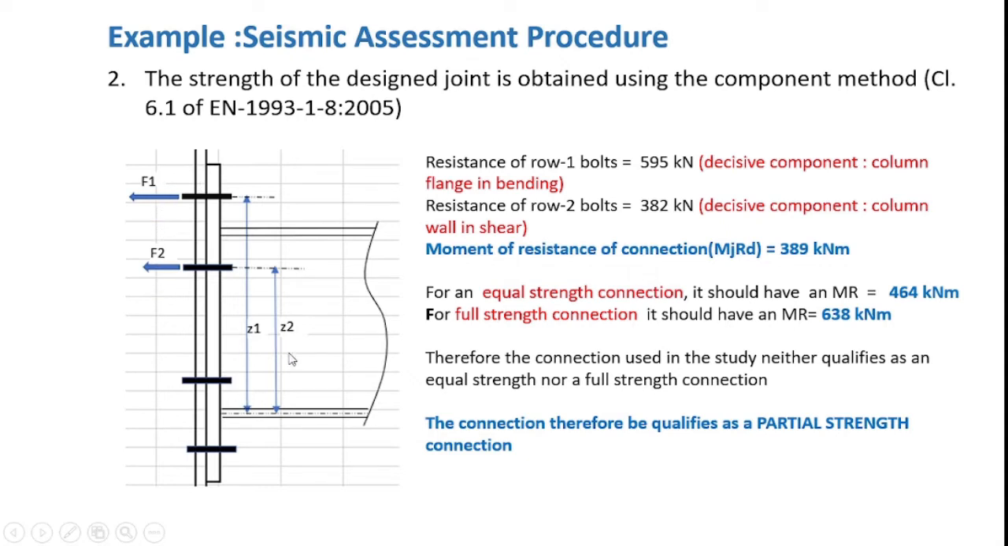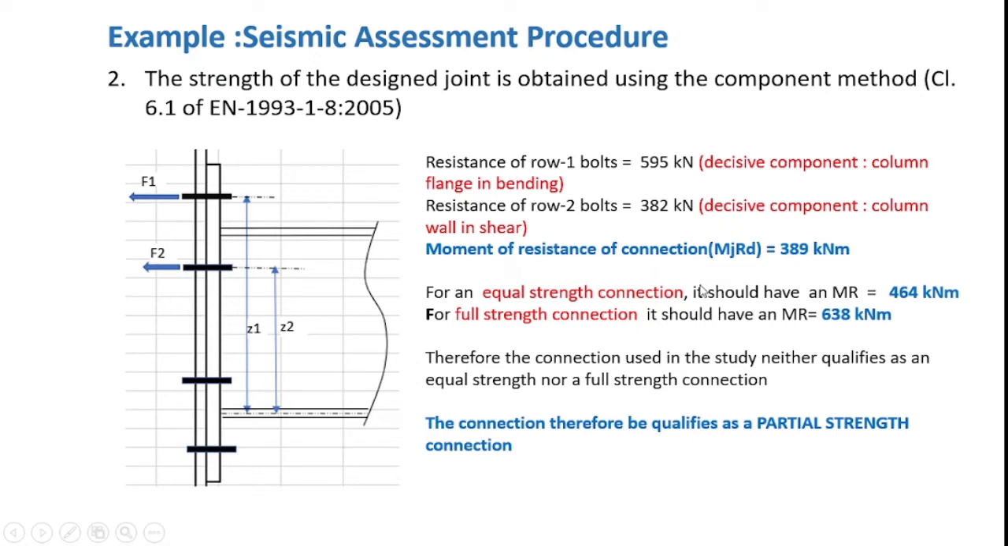So now considering the resistances F1 and F2 corresponding to rows 1 and 2 and the location from the center of compression, we can readily calculate the moment of resistance of the connection, M_j,Rd, as F1 Z1 plus F2 Z2, and this works out to be 389 kilonewton meter. Having obtained the moment of resistance of the connection, let us go ahead with the classification of the joint based on the strength.